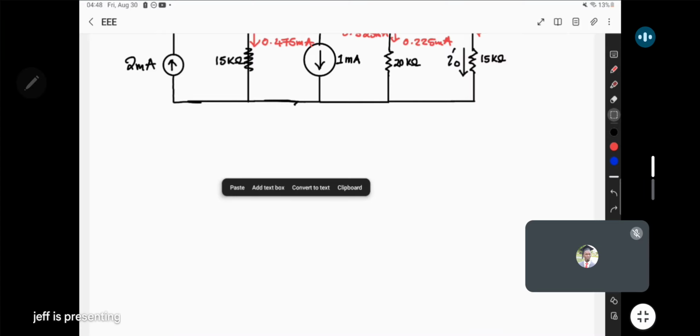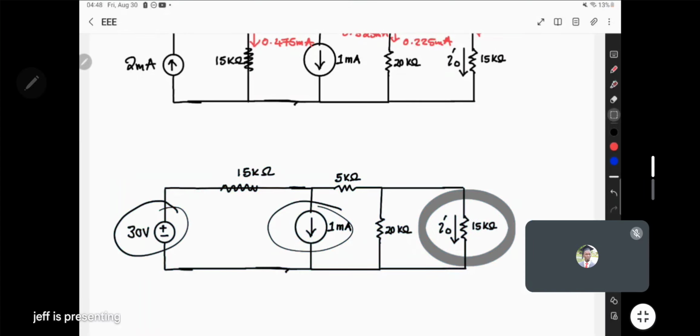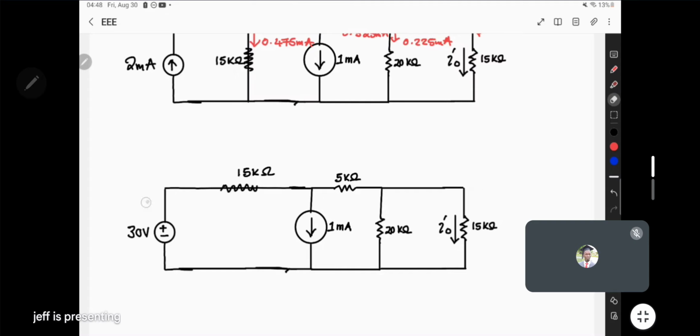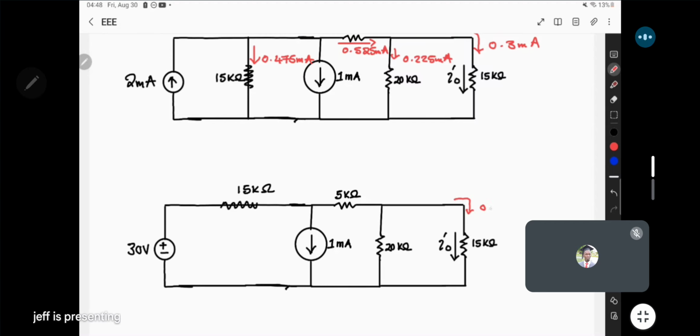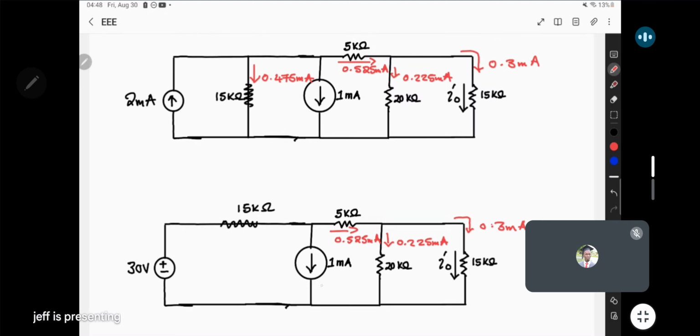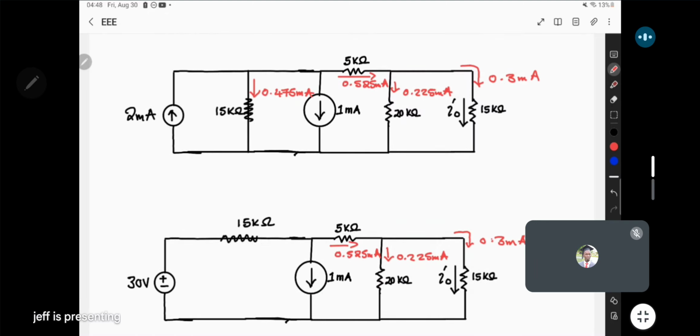Okay, so we're now here. So let's put what is fact. This is 0.3 milliamps. This is 0.225 milliamps. This is 0.525 milliamps. And now, since the one going down here is 1 milliamp, we want to know the current that is coming here, the one that split to give us 0.525 if what is going down here is 1 milliamp.